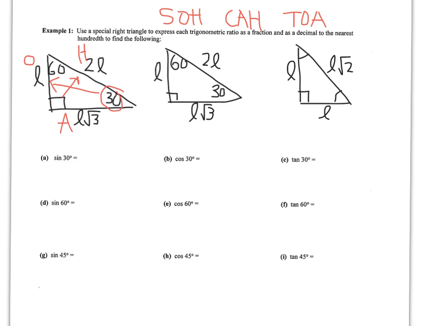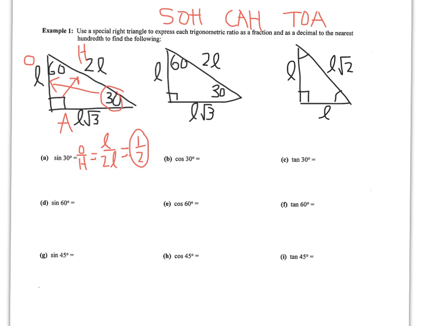So sine of 30 is O over H. We have our opposite side is L, our hypotenuse side is 2L. The L's cancel, leaving us with 1/2. Now, because I'm out of space on here, I'm just going to answer the first question. It says, use a special right triangle to express each trigonometric ratio as a fraction and as a decimal to the nearest hundredth to find the following. I will do the decimal later and show you the answers for that, just because this pen does not work very well.